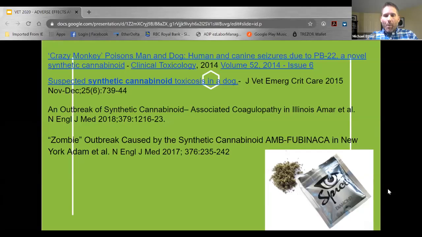Although this has not been reported in the veterinary literature, there was a cluster of cases in the US in humans that also developed severe coagulopathies, and that's because that product was laced with vitamin K antagonist. So again, I think we have to be aware that dogs presenting with unknown or unexpected neurological signs and other comorbidities, this may be the underlying cause.